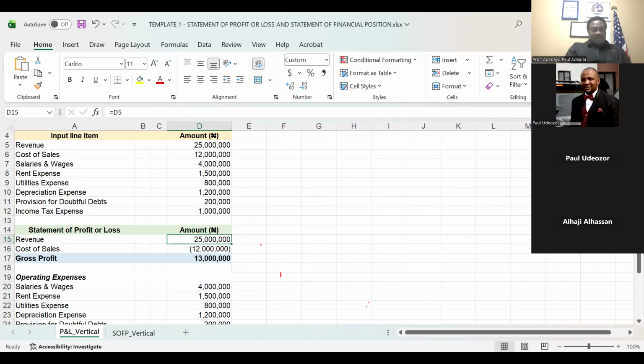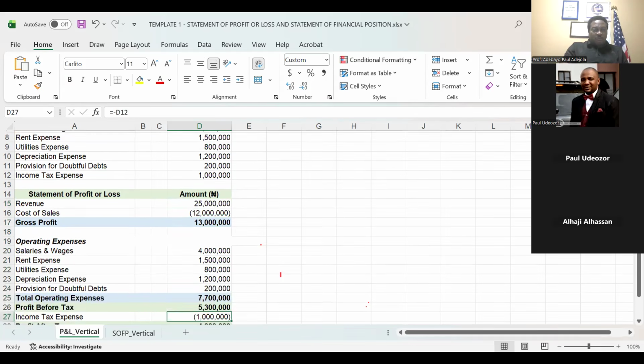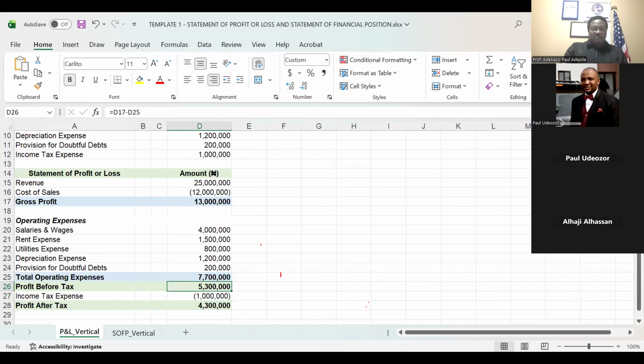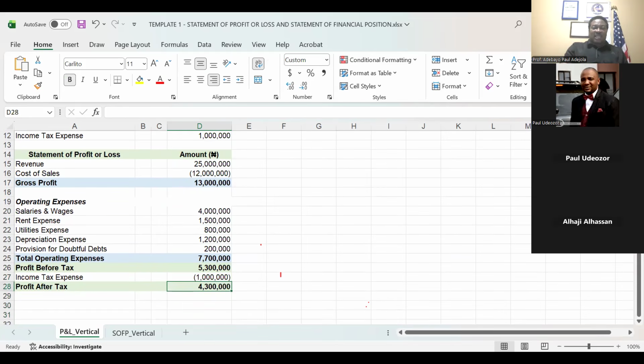All right. See our revenue, gross profit, operating expenses. See what we have here. Can you see something? Total operating expenses, profit before tax, our income tax expense, then we have profit after tax, which is 4.3 million. We are done with the income statement or statement of profit or loss. That's the beauty of technology, time saving, then accuracy. As long as your data are correct, we have the GIGO principle in computers, garbage in, garbage out.